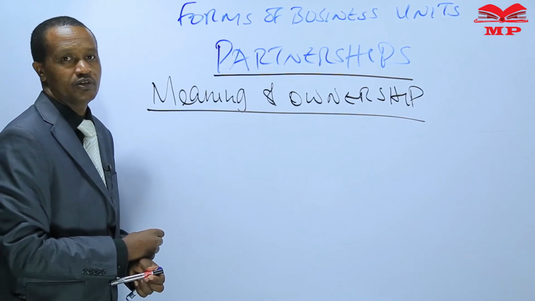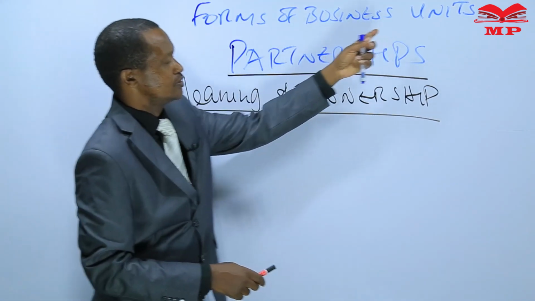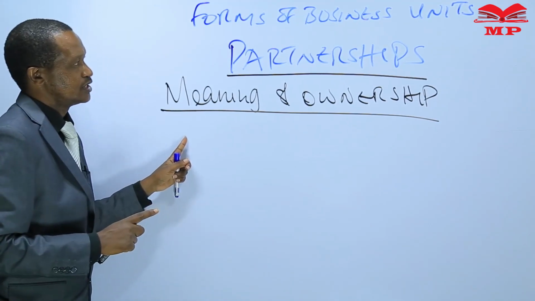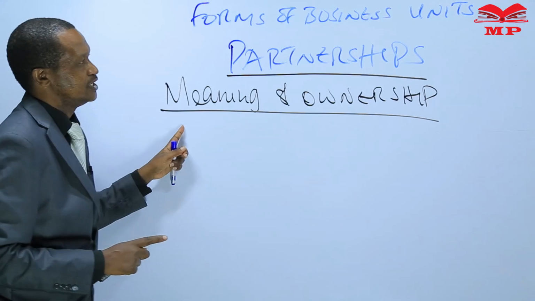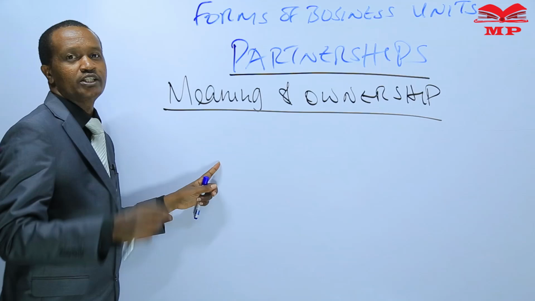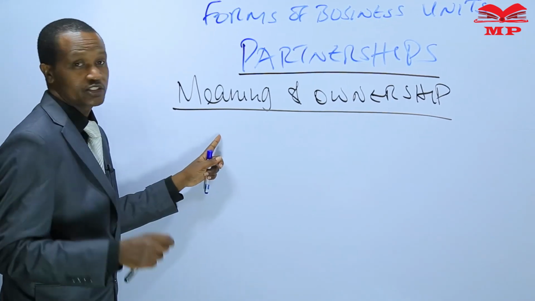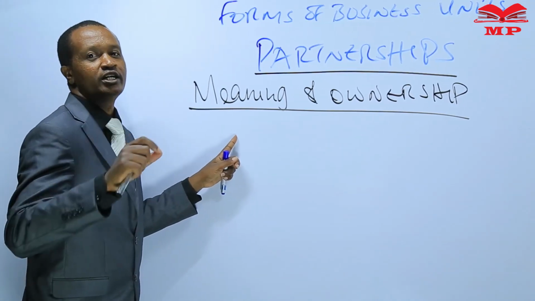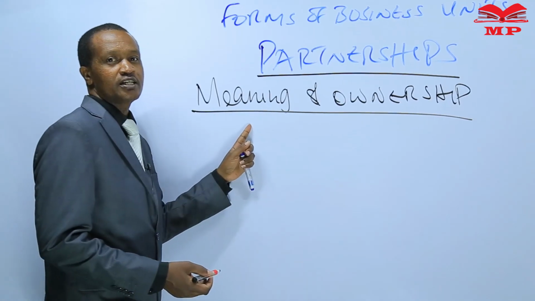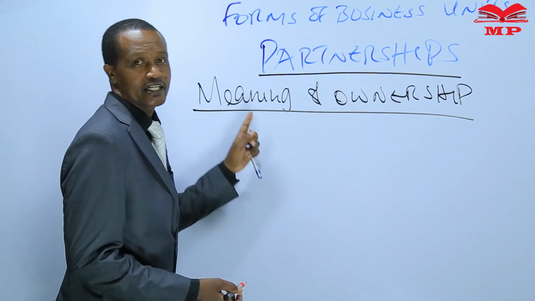You will recall a sole proprietorship is a form of business unit which is owned by one person. A partnership, on the other hand, is a business unit that is owned by two or more persons. It is a business unit owned by more than one person. And the owners of such a business are known as partners.